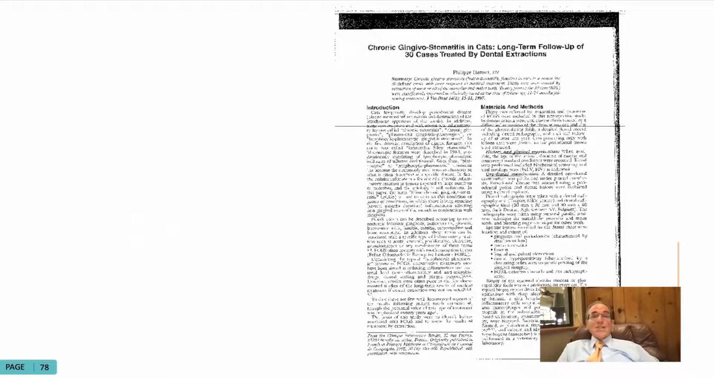There was a quintessential study done by Dr. Philippe Hennet in France that found that with chronic gingivostomatitis, which is also another way of saying stomatitis, feline chronic gingivostomatitis, by removing all the inflamed teeth, either the teeth caudal to the canines, if the canines and incisors are okay, or taking out all the teeth, you get a 60% cure rate.